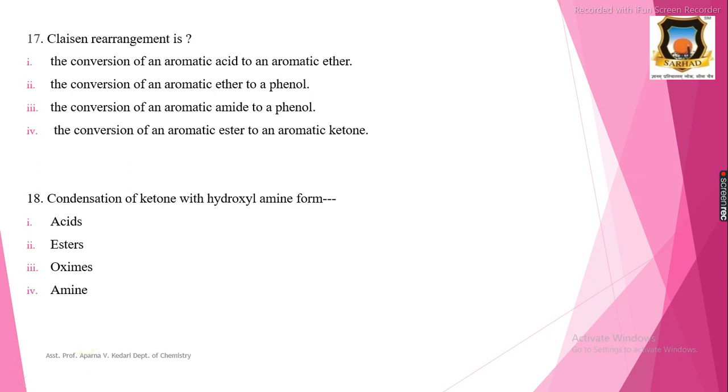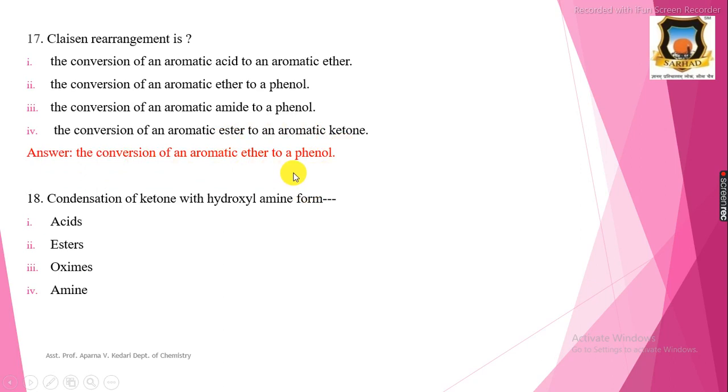Then next is the Claisen rearrangement. Claisen rearrangement is the conversion of an aromatic acid to aromatic ether, conversion of an aromatic ether to phenol, conversion of aromatic amide to phenol, or conversion of aromatic ester to aromatic ketone. And the correct answer is conversion of aromatic ether to phenol, because this rearrangement involves this conversion of aromatic ether to phenol.